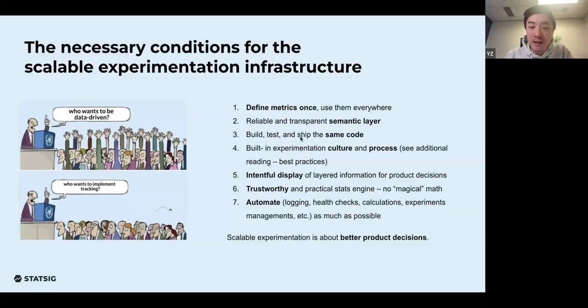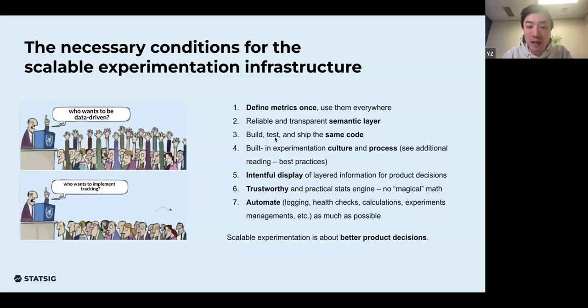The third one is build, test, and ship the same code. When engineers build a new feature, they can just build the feature, conditionally open it to some people, then test this feature and then ship it. And all these actions are on the same code. They don't need to develop different code for the experiment and then for the actual product. They just need to change the dial to change how many people can see the feature, but it's the same code. They don't need to do additional development.